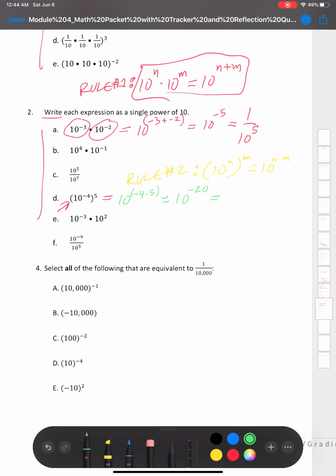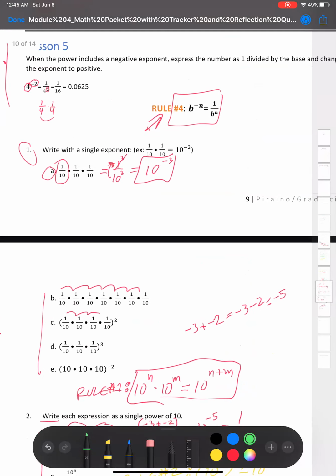And if we want to take it all the way to the end, we're going to say that that's 1 divided by 10 to the 20th power. So we basically used two different rules here. We used rule number 2, and we used rule number 4.